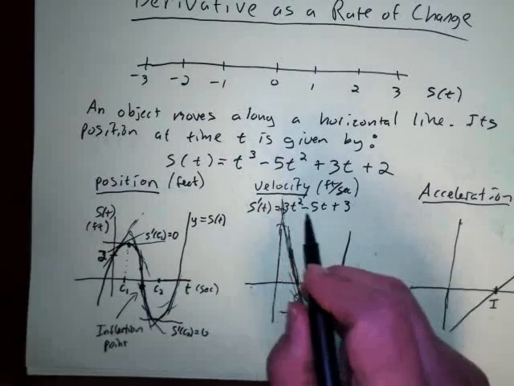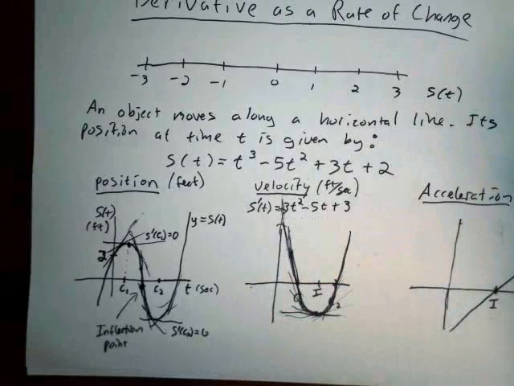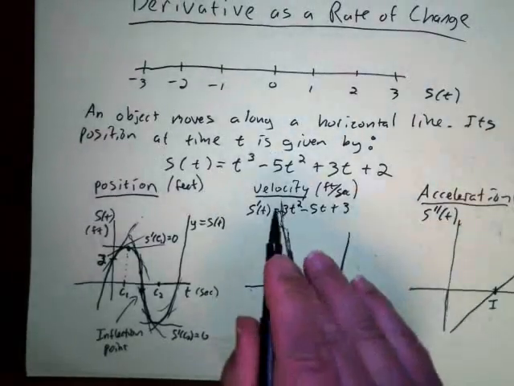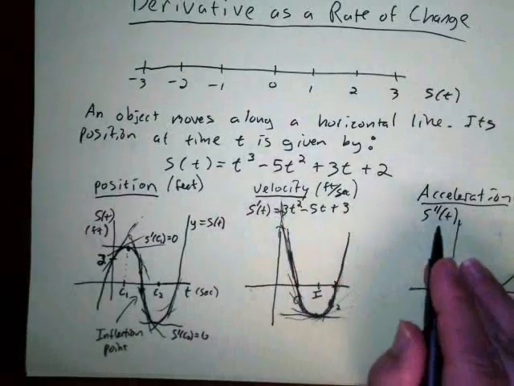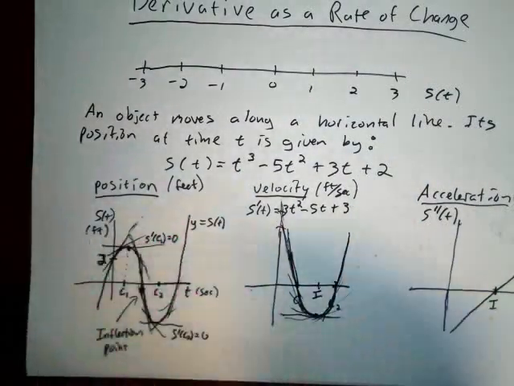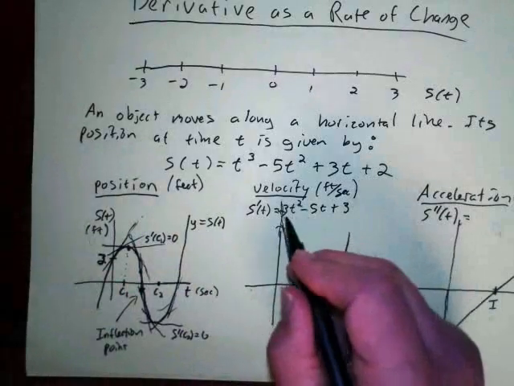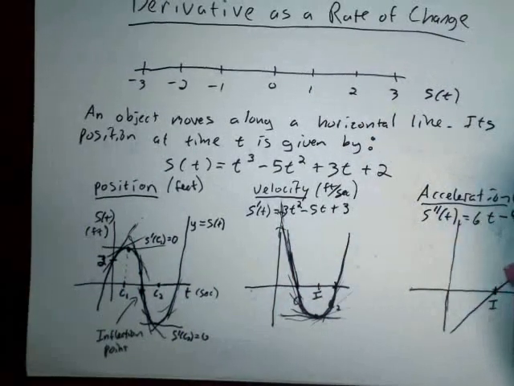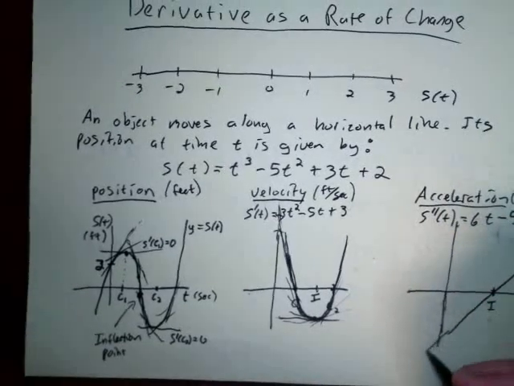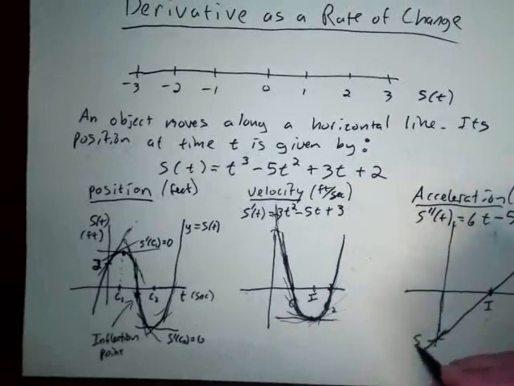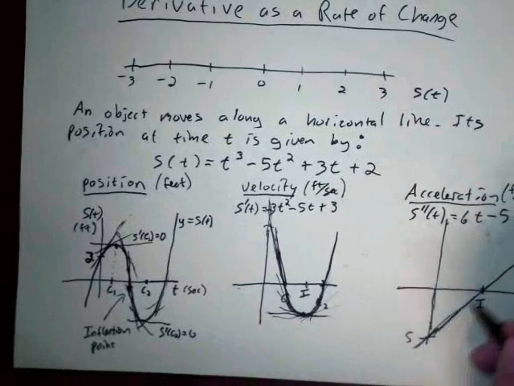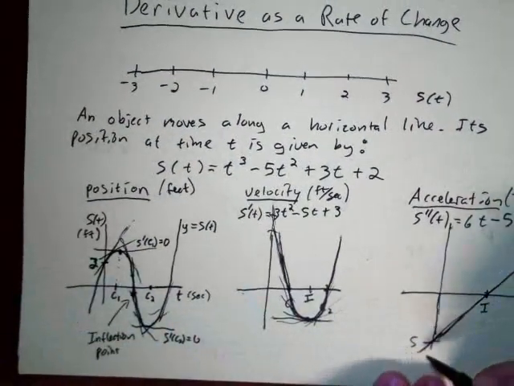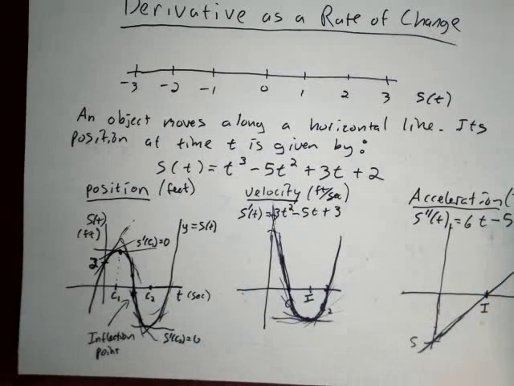And this makes sense because what I can do is take this graph and take the second derivative, or I can take the derivative of the velocity, which is the second derivative of the position. And if I do that, this would be 6t minus 5. So this is like a line where this is like 5, right? And the slope of this line is 6.